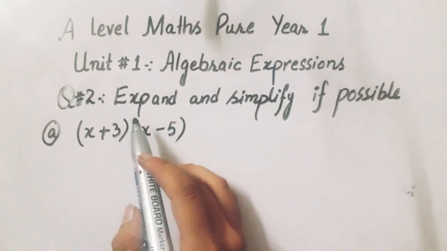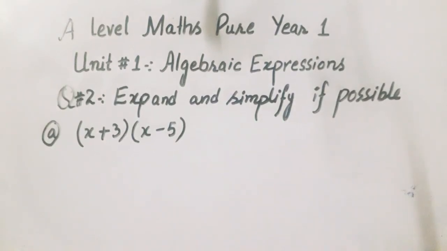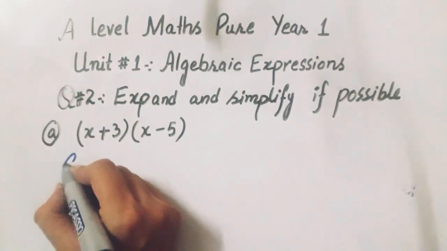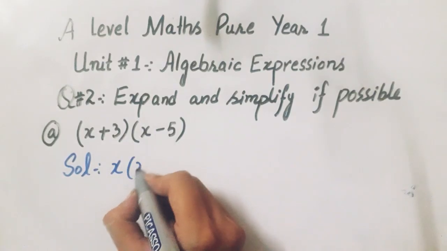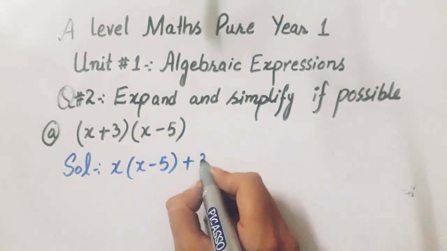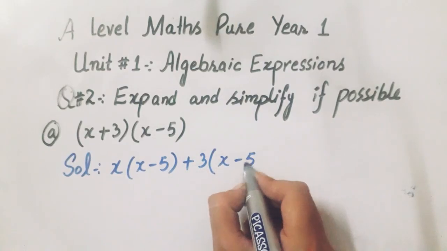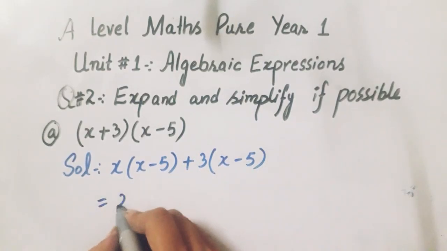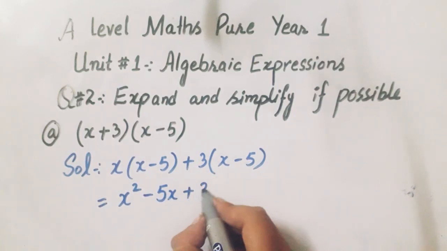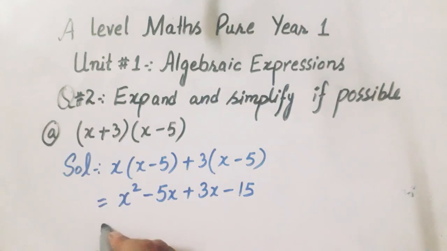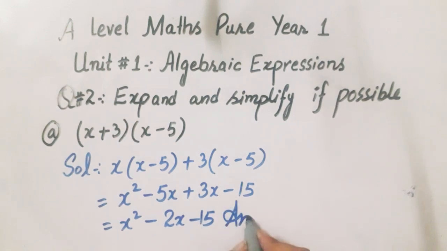Now question number 2 is expand and simplify if possible. You have x plus 3 into x minus 5. So we will solve this as x is multiplied by x minus 5 and plus 3 is multiplied by x minus 5. So x into x is x square, x into minus 5 is minus 5x, plus 3x minus 15. So we will get x square minus 5x plus 3x is minus 2x minus 15. So this is the answer.